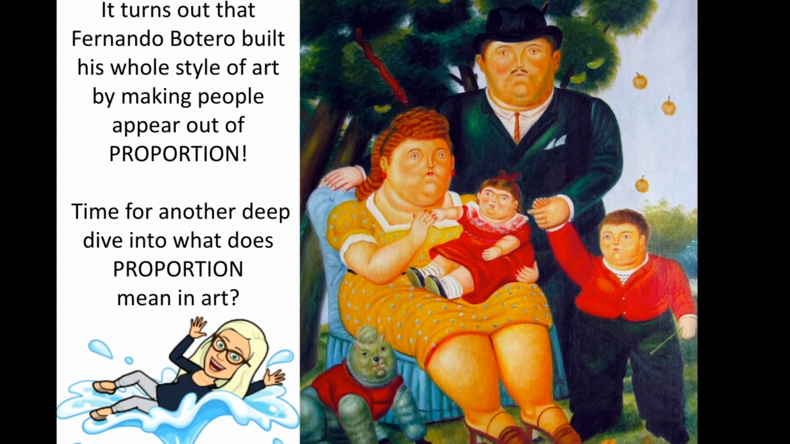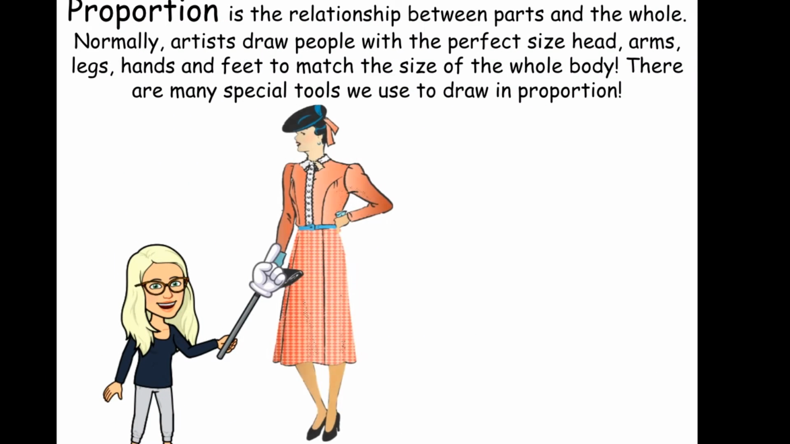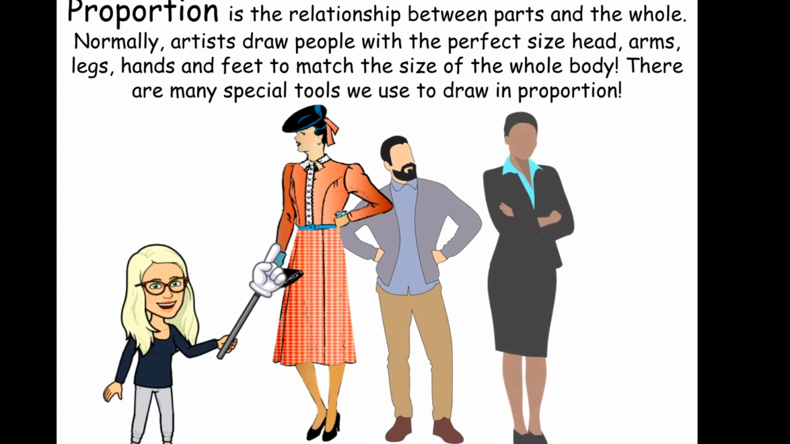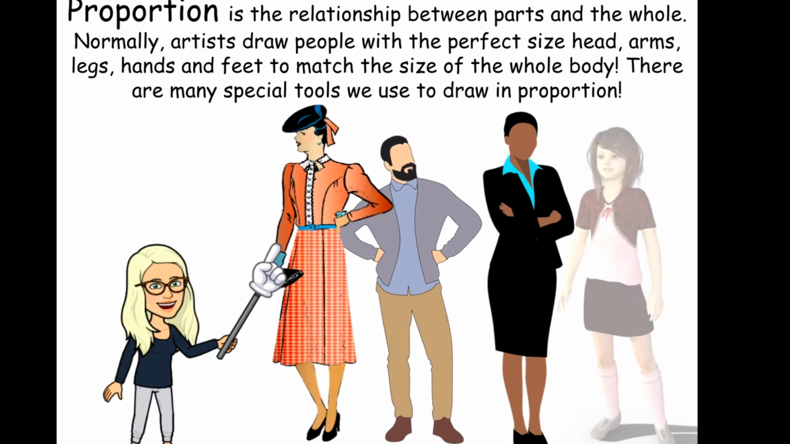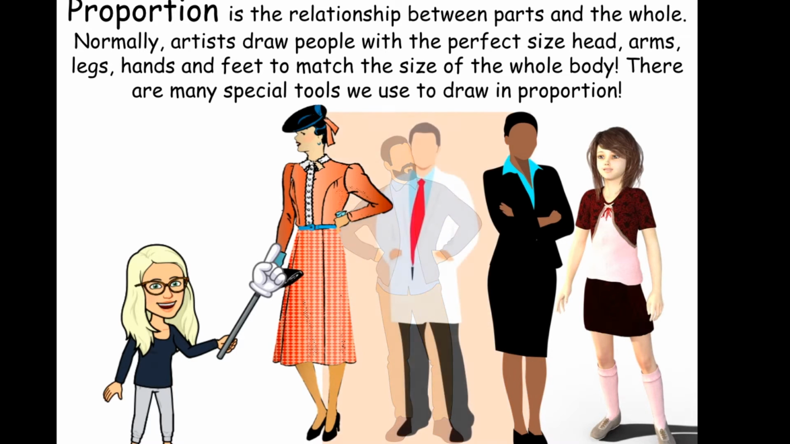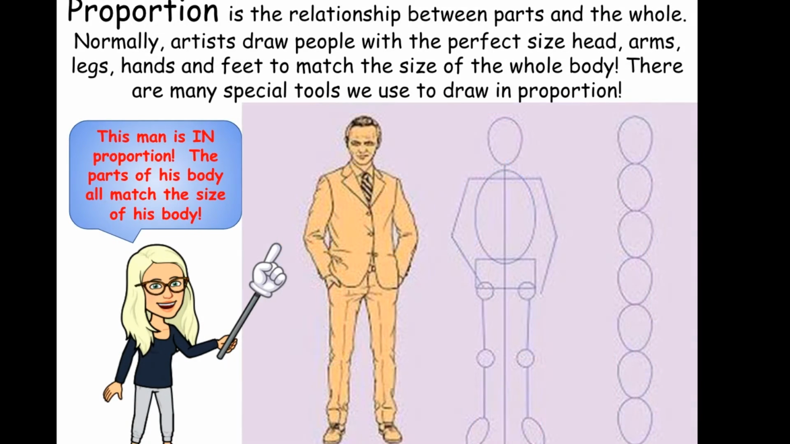Time for another deep dive into what does proportion mean in art. Proportion is the relationship between parts and the whole. Normally, artists draw people with the perfect size head, arms, legs, hands, and feet to match the size of the whole body. There are many special tools we use to draw in proportion.